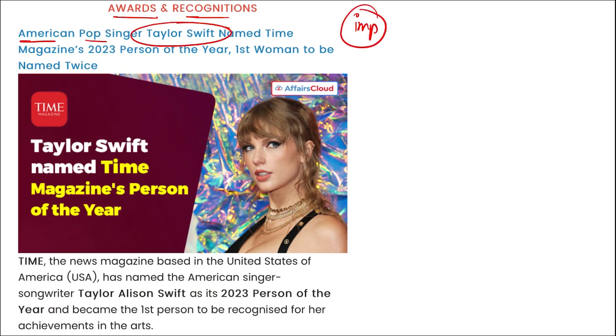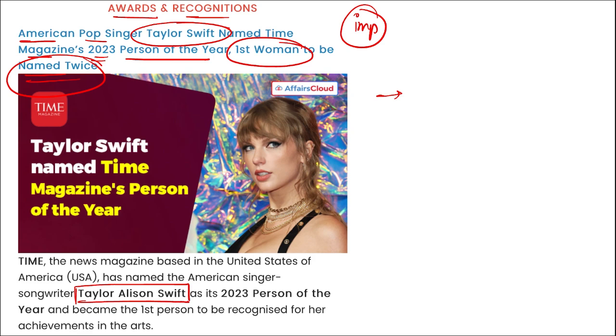American pop singer Taylor Swift was named as the Time Magazine's 2023 Person of the Year, and she became the first woman to be named twice. I repeat, who became the Time Magazine's 2023 Person of the Year? She is Taylor Swift, and it is for the second time that Taylor Swift has been named as the Person of the Year, and she became the first woman to be named twice on this list. Also remember, Taylor Swift, and her full name is Taylor Allison Swift. She's a very famous singer, correct? And also remember, she became the first woman to appear twice on the list of the Person of the Year cover. All right. So first women to be here twice.